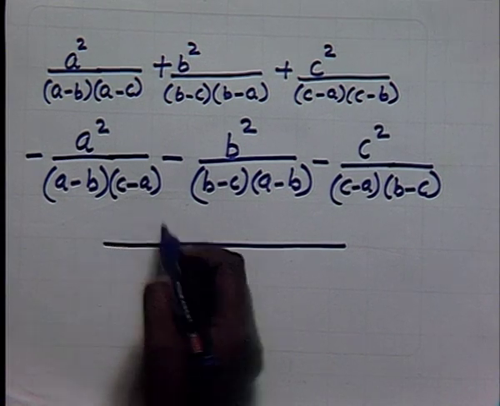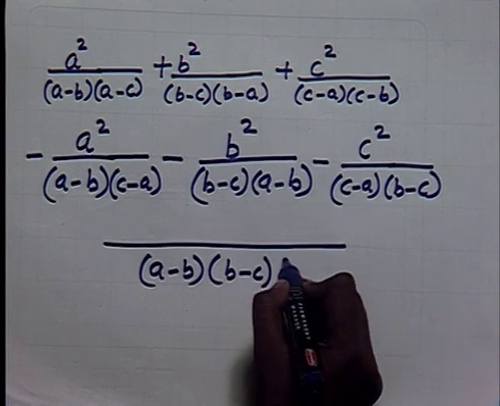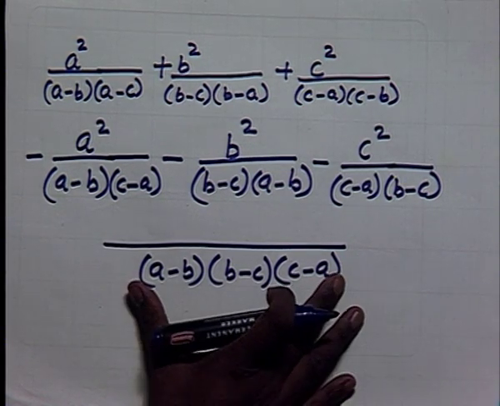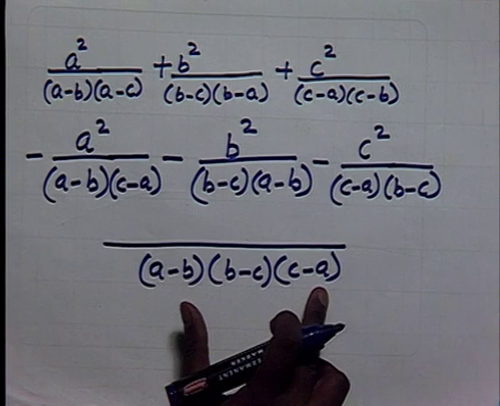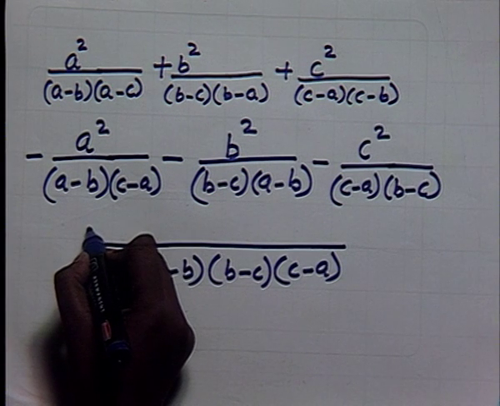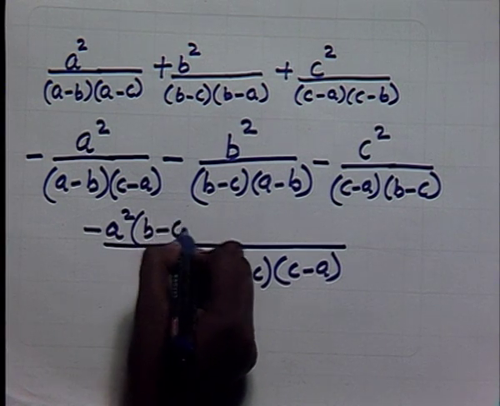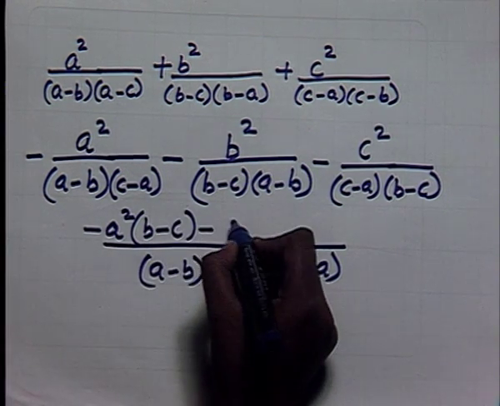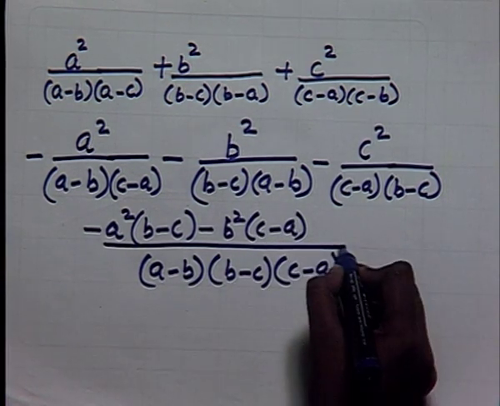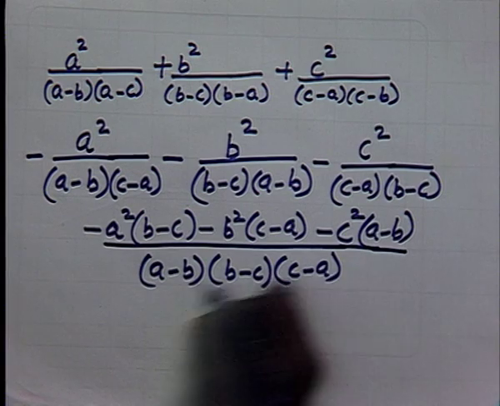The denominator is A minus B into B minus C into C minus A. As you can very well see, this is a simplified form. Also, all the factors are in cyclic order. Now, the numerator becomes minus A square into B minus C minus B square into C minus A minus C square into A minus B.